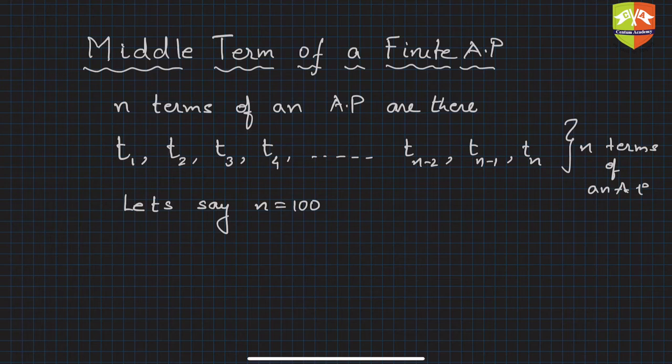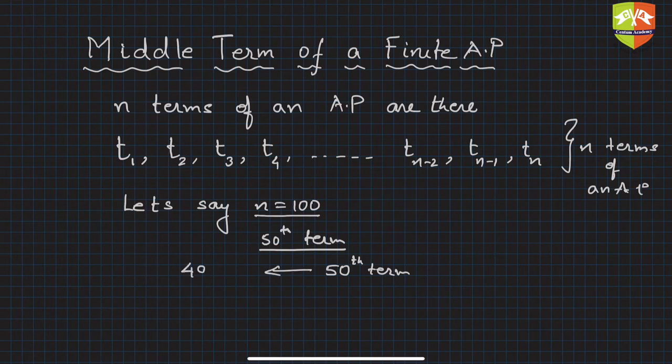Now obviously this is a difficult task. Why? Because if you say that the 50th term is the middle term, then there is a problem. If this is the 50th term, then on this side there are 49 terms, from 1 to 49, and on the other side there are 50 terms. So it is not correct that the 50th term is the middle term.